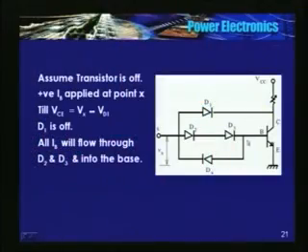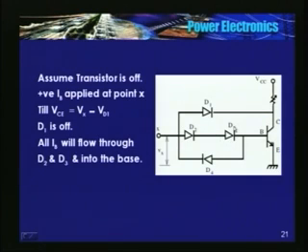Why do you require D4? D4 is to supply a negative IB. D2 and D3 are for a positive IB, and D4 is for negative IB. All these current ratings, D1, D2, D3, D4, are small, because the maximum they carry is the base drive current.